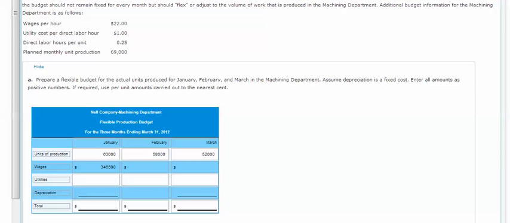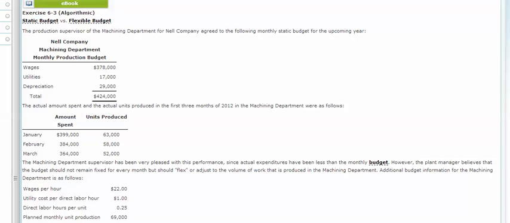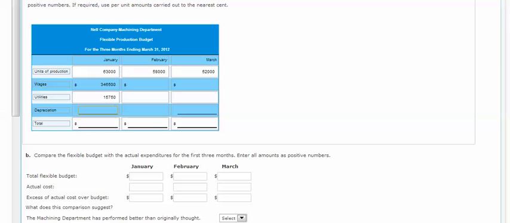My utility cost is $1 per, so that's going to be based on the number of units, or per direct labor hour, sorry, 15,750. Remember, I got that number by taking the total production of 63 times 0.25. That gives me the number of production hours. Okay? Depreciation, that is a fixed cost, 29,000.